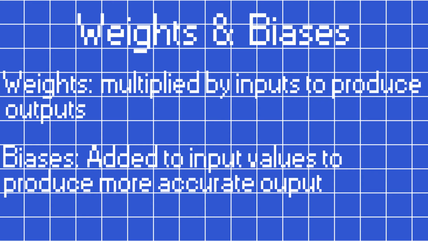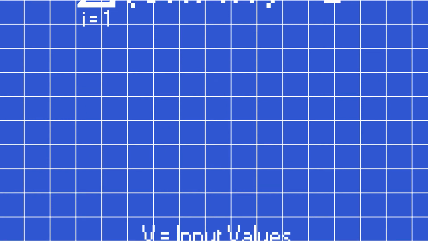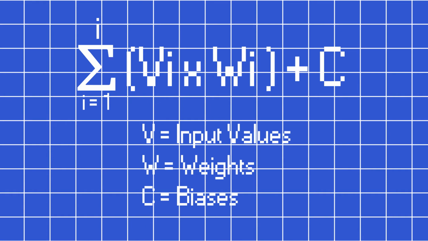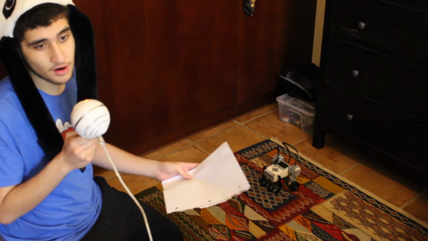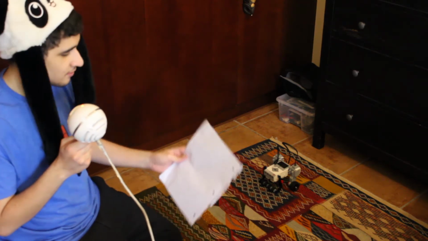Each node and connection is influenced by weights and biases, which adjust input values to reach the output value. Each node after the input is the weighted sum of previous nodes added to the bias, which is how the transformations are applied. So after adjusting our weights and biases, let's see how it does.